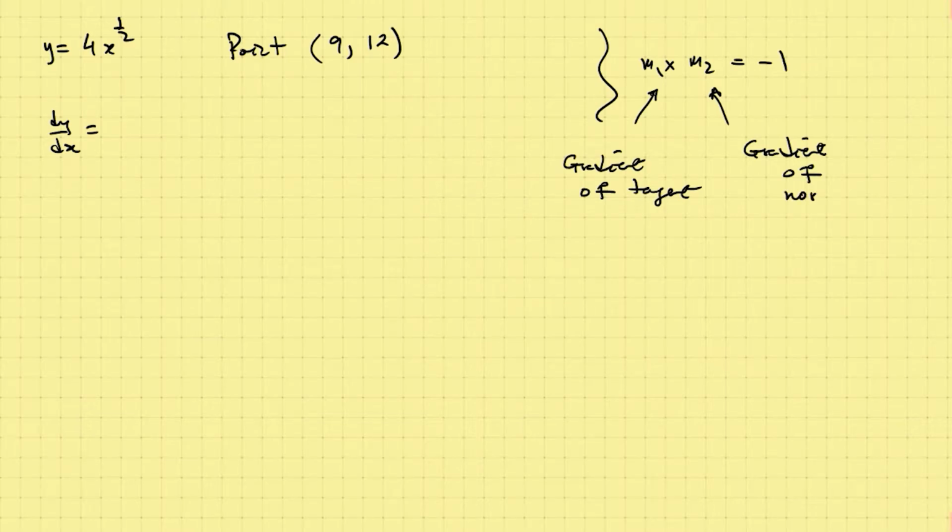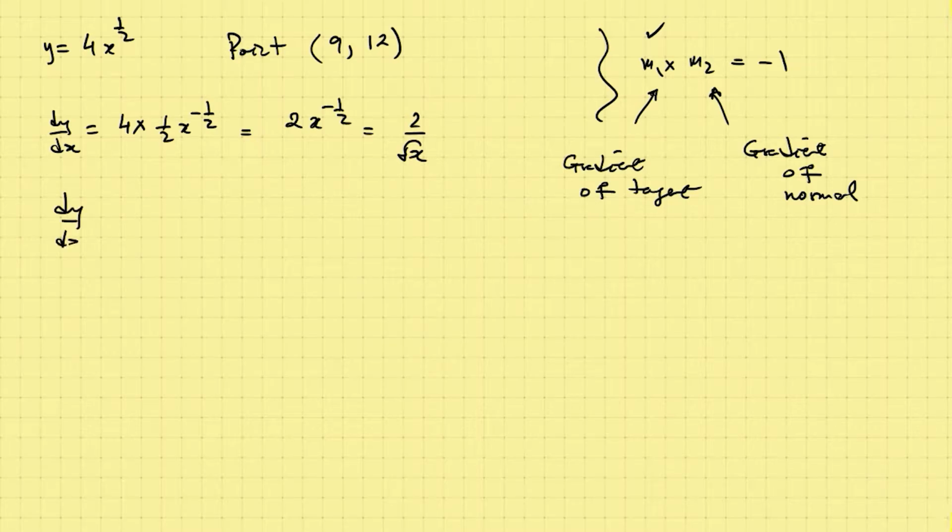So what this formula would allow us to do is, if we know the gradient of the tangent, we can go and work out the gradient of the normal, right? So going back to our derivative, dy by dx is going to be 4 times a half x to the minus a half, which of course is 2x to the minus a half, which is 2 over root x. But obviously we want the gradient at the point x equals 9, which is 2 over root 9, which is 2/3.